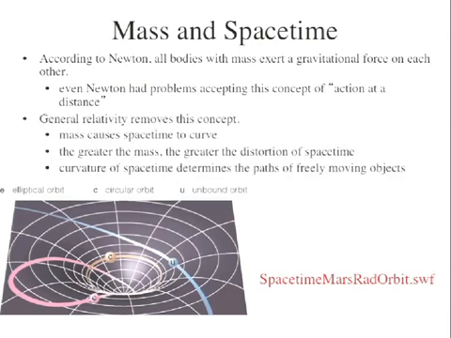General relativity removed all the problems that Newton would have had. Mass caused curvature to bend, greater distortion of space-time, and freely falling objects bent that way. Now let me show you.